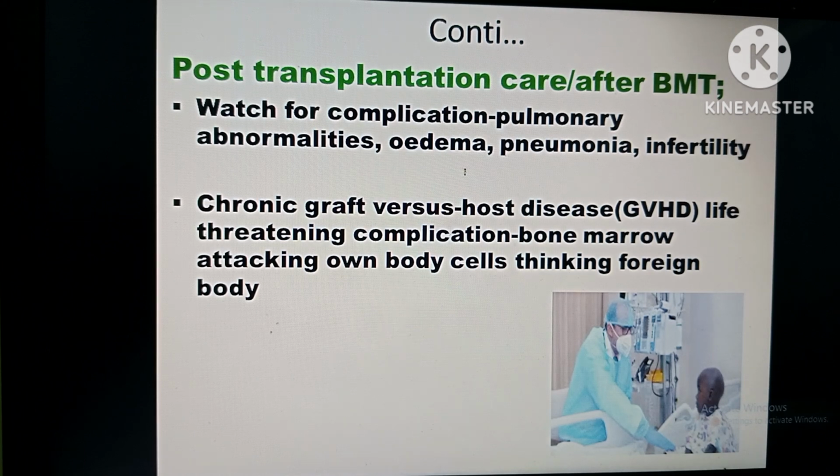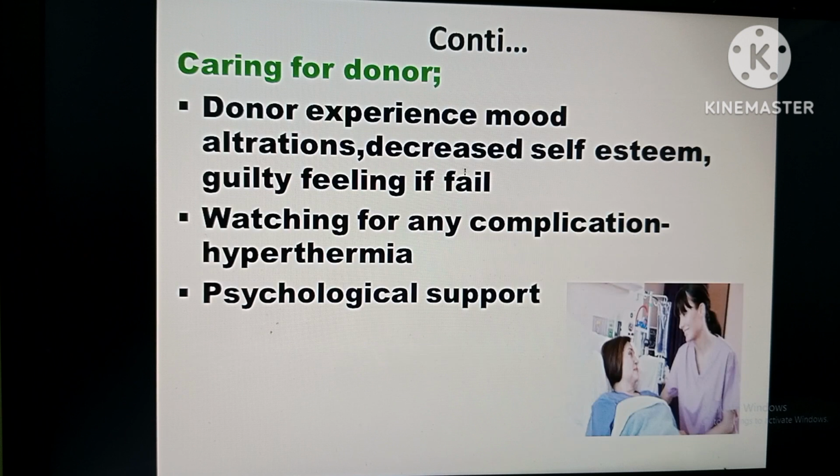Chronic graft versus host disease. It is a life-threatening complication: the bone marrow attacks the body's own cells, thinking they are foreign. So this observation is required when the client is in the hospital, as well as after discharge. The follow-up is a must, with blood investigations. Whatever the doctor says, the client has to follow, and the client has to be educated by the nurse. Psychological assessment is required throughout the procedure and after the procedure until discharge.